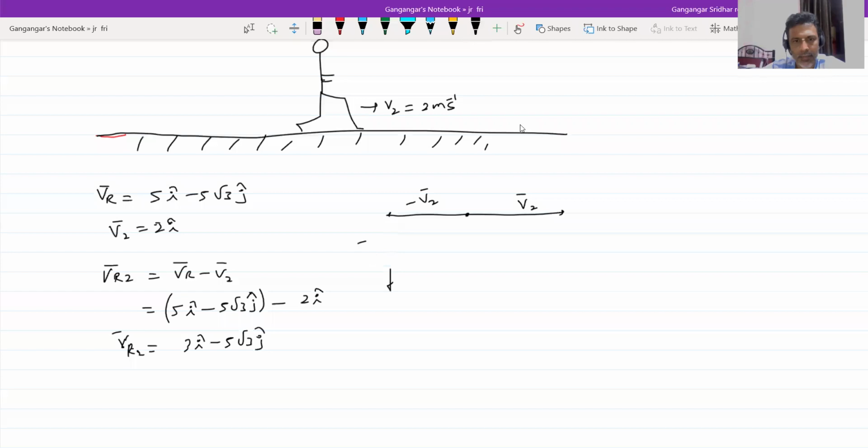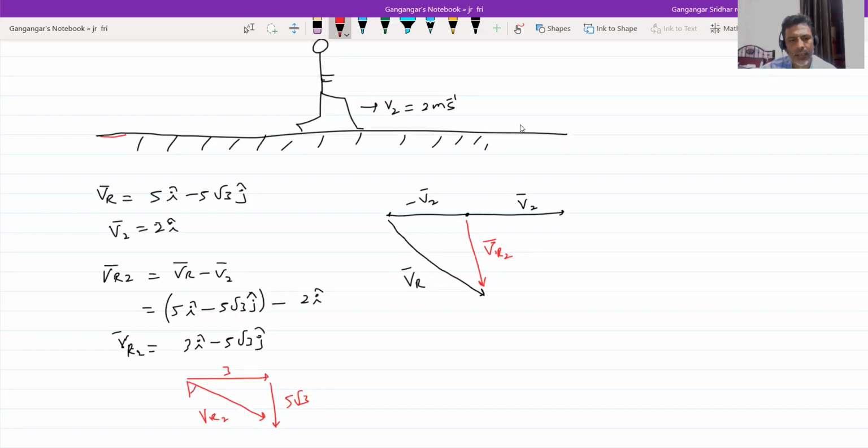Sorry, this is the velocity of rain in this direction. So look at the resultant. The resultant is somewhere like this, no? VR2 bar. How to calculate that angle? So this will be 3 and this will be 5 root 3. So what about the angle made by VR2?